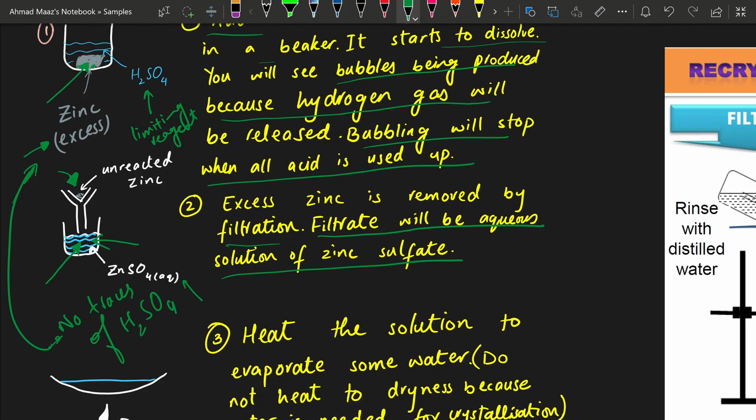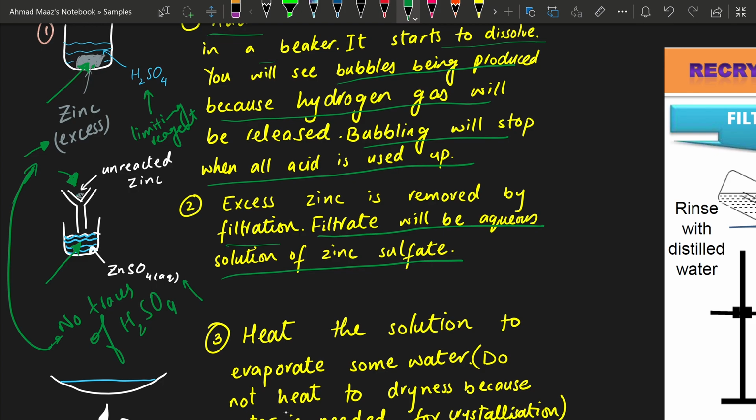If zinc was not in excess, and if all the sulfuric acid was not used up, then we would surely obtain some sulfuric acid over here. But we do not get that. Why? Because zinc was in excess, and we are sure that all the sulfuric acid that was present has been used up by the zinc.